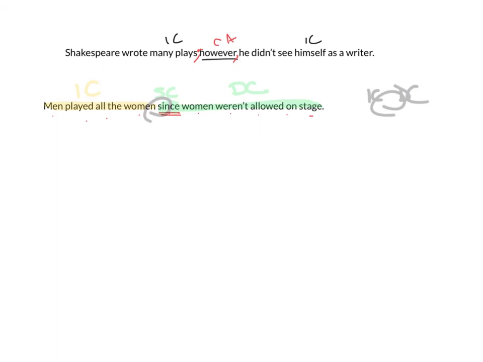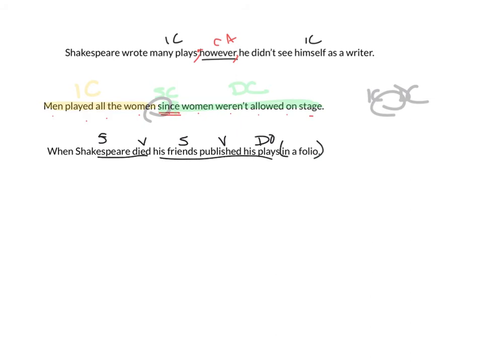Let's try another one. When Shakespeare died, his friends published his plays in a folio. Now at this point, it's like, wait, where's my conjunction? I have Shakespeare died, and then I have friends published. What did they publish? His plays, and then we've got a prepositional phrase. What the heck? I've got a sentence that goes straight into a sentence. Well, that doesn't make sense. Yes, it does. Where is your dang conjunction? Your conjunction is right here.